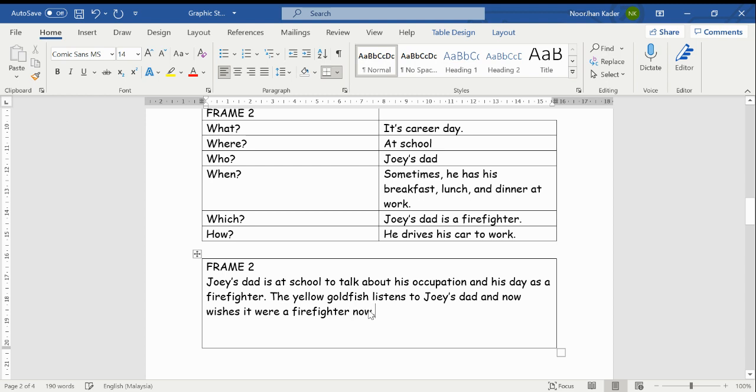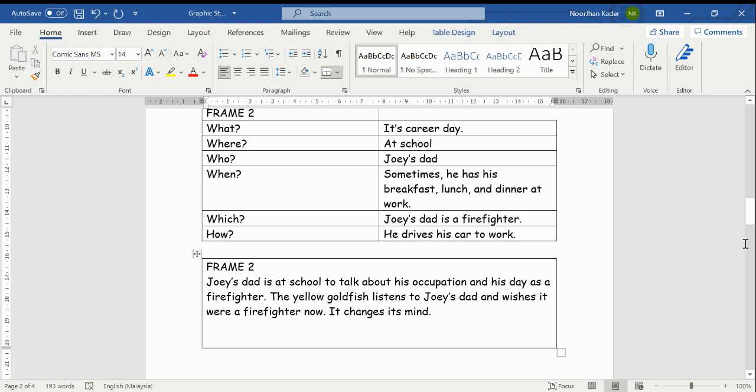Okay, the second one, huh? So what happens when it says the second one? That means it wishes it were a dentist, and now it wishes it were a firefighter. So it actually changes its mind.